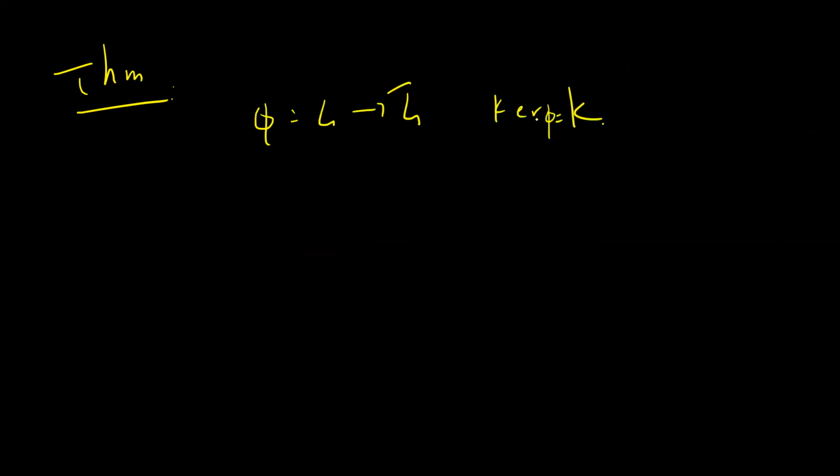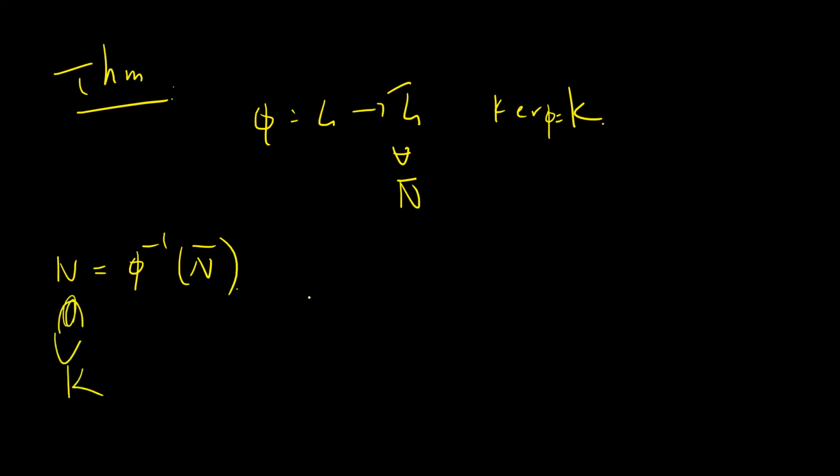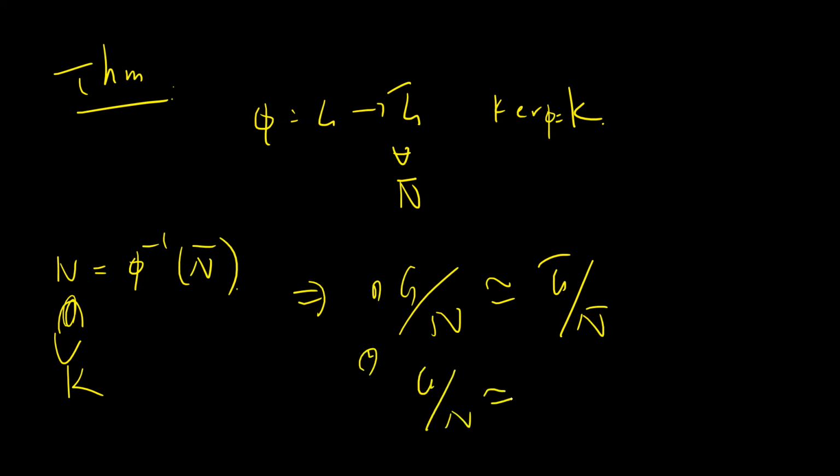Let's finish this video with the final theorem. You have phi from G to G bar with kernel K. Let's say you have a normal subgroup of G bar, called N bar, and you can construct a preimage. Let N be the preimage, and we already proved that N contains K. The theorem tells you that G quotient N is isomorphic to G bar quotient N bar. And also G quotient N is isomorphic to G quotient K over N quotient K.